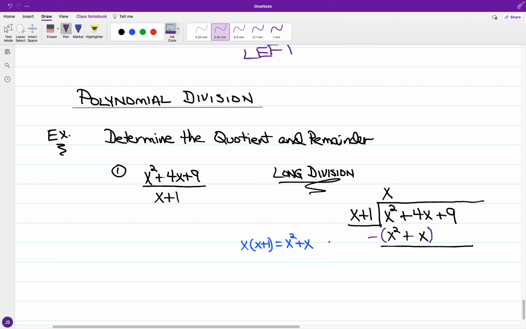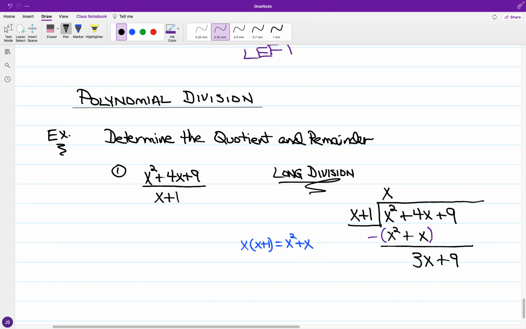So we got x times x plus 1, so we got x squared plus x. And subtracting the corresponding parts, now we'll have x squared minus x squared, that goes out. And now we have 4x, and what's going to be minus x. So that's going to leave us with 3x. And then now we can bring down the plus 9. 9 has not been touched yet, so we just bring that down.